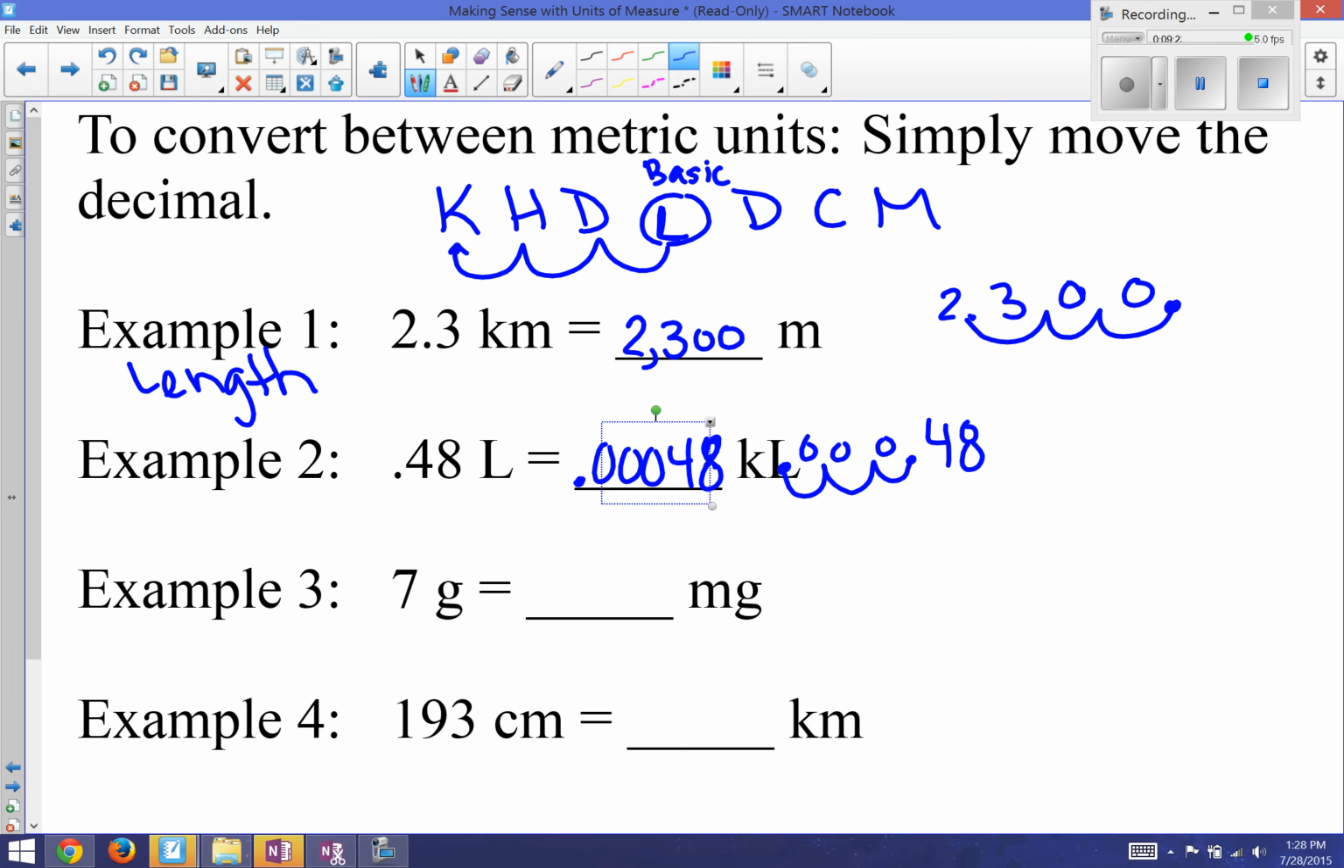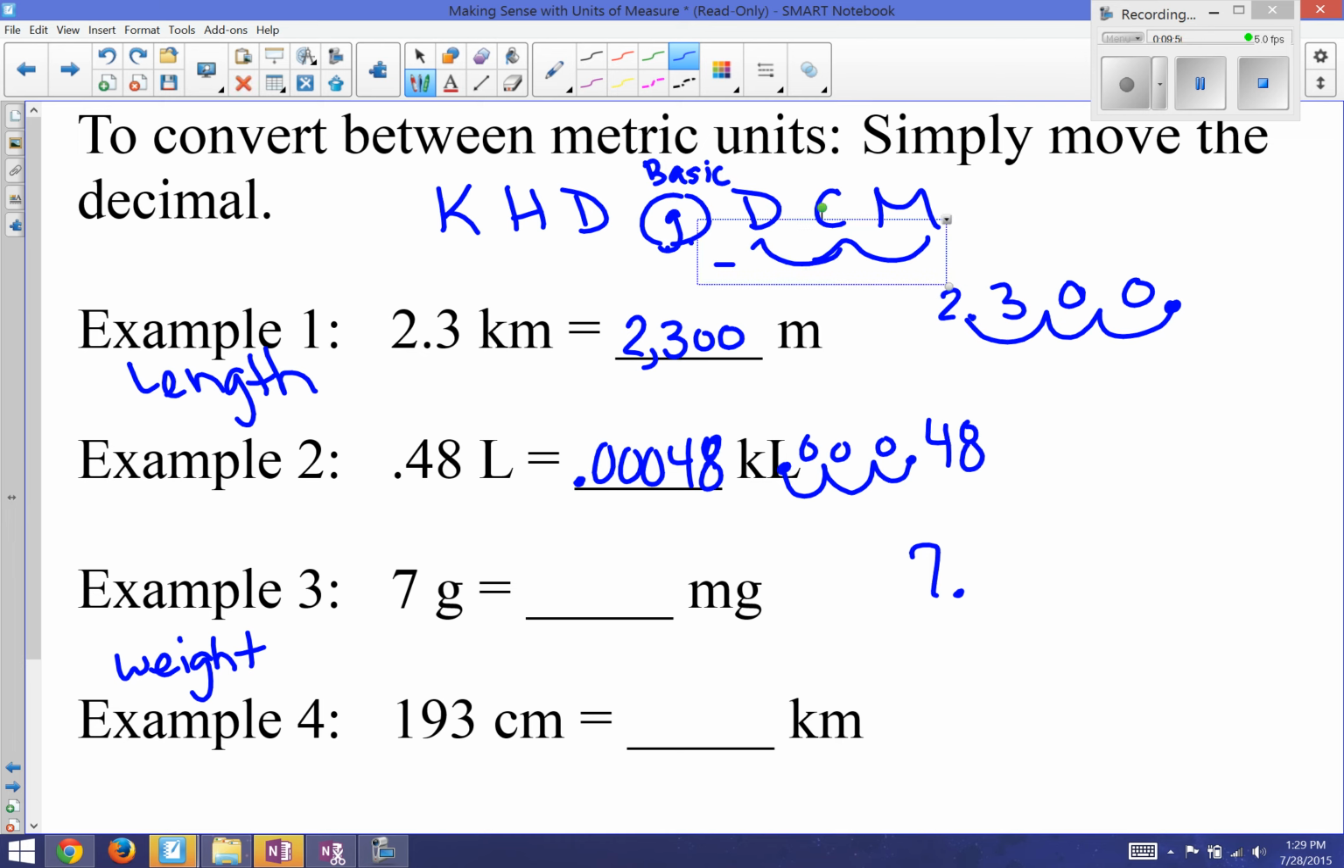For example 3, we have 7 grams. So for this one, what type of measurement are we taking if it's in grams? Hopefully you said that we are measuring weight or mass. So 7 is a whole number, remember the decimal is behind the number, after the number. And to go from grams to milligrams, we're going to move 1, 2, 3 to the right. So I'll take that decimal and move 1, 2, 3 to the right. Put my placeholders, so that is 7,000 milligrams.